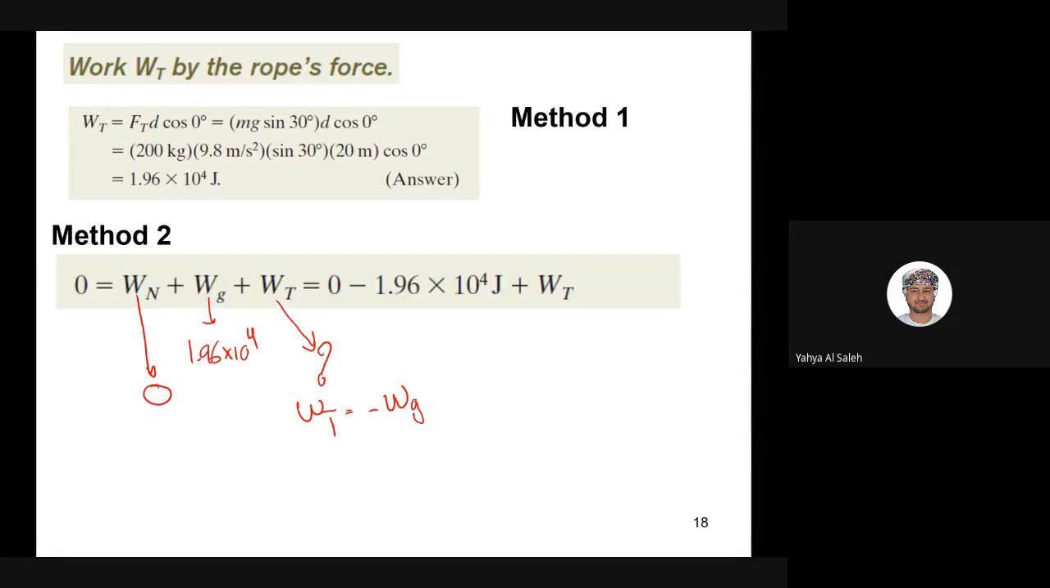Now we have two methods to do this. Method 1 is what we did: we calculated. Method 2: since our initial kinetic energy is 0 and our final kinetic energy is 0, the total kinetic energy change is 0, so we know that the sum of all the works is equal to 0. Work done by the normal force is 0. Work done by gravity is equal to minus 1.96 times 10 to the power 4, which automatically means the work done by the tension in the rope is minus that.